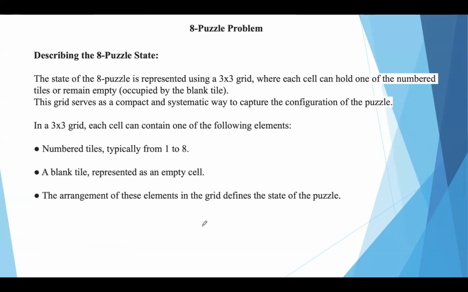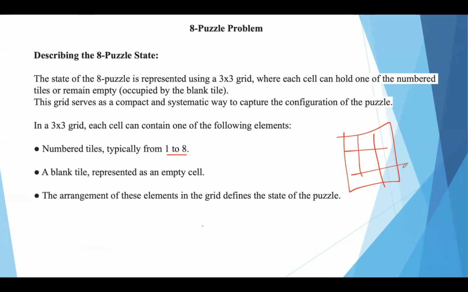In this lecture, let us see how to solve the 8 puzzle problem with a heuristic. Here, the state of the 8 puzzle is represented with a 3 cross 3 grid. These are nothing but cells. We have a total of 9 cells in a 3 cross 3 grid, and every cell holds one number, and the number will be from 1 to 8.